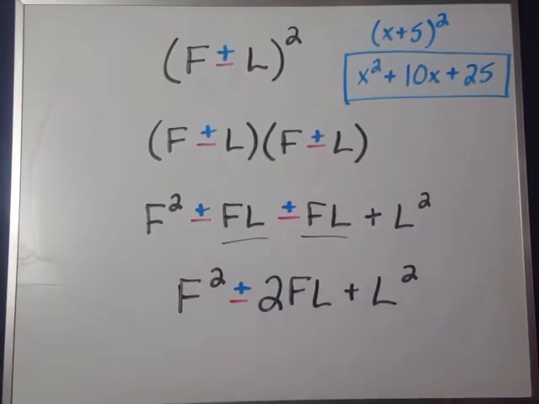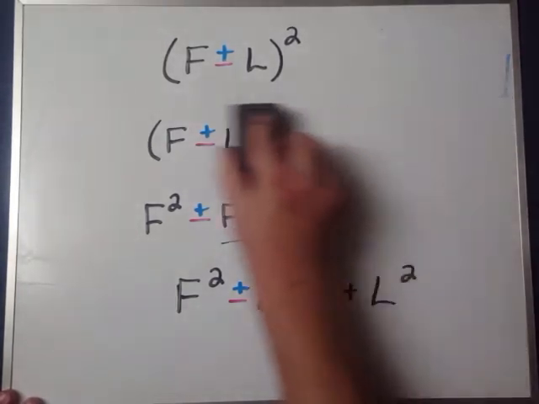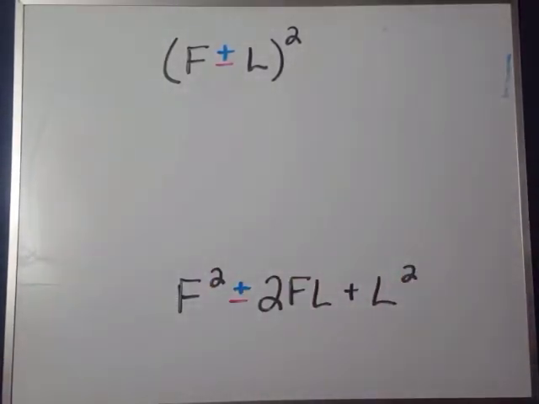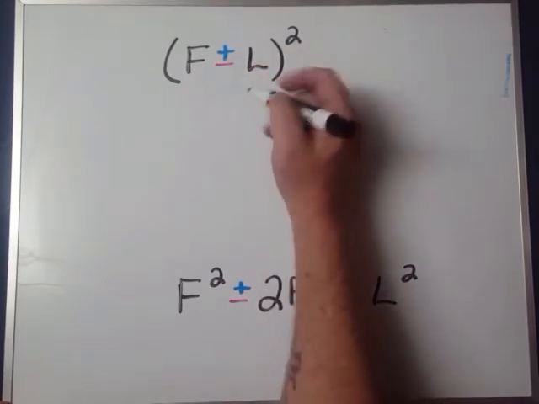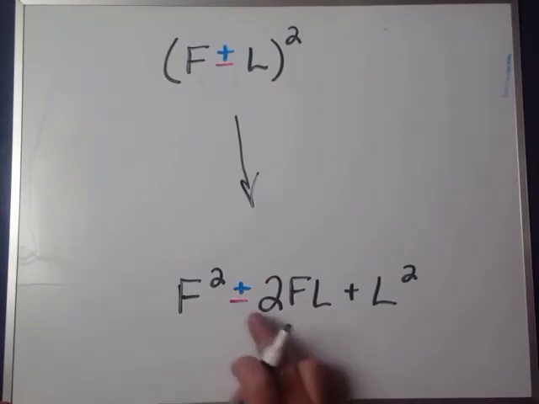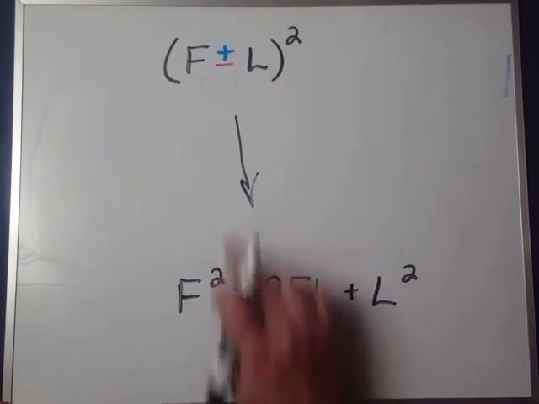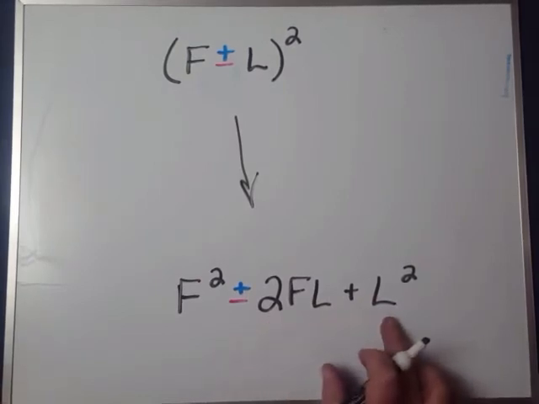But this brown box at the bottom of page 305 is exactly the same as saying, if I'm squaring a binomial, the result will be the first squared and either plus or minus, matching the sign of the problem, double the first times the last and plus the last squared.